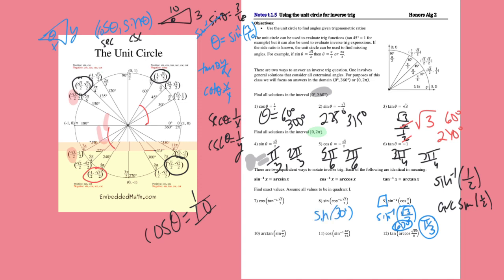And then they say, take the sine of 30 degrees. Okay, what is the sine of 30 degrees? Oh, that is a half. So you're looking to answer those questions as they're saying.